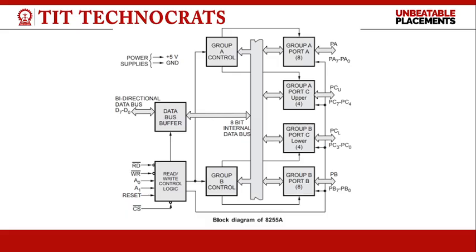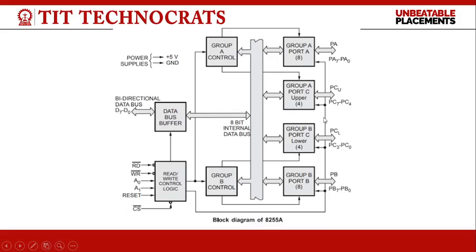While port B is also an 8-bit port, connected with PB0 to PB7. These are the 8 input ports as well as output ports. They can be used as both input as well as output. This is an 8-bit data input output latch buffer and an 8-bit data input buffer. It can be programmed in 2 modes, that is mode 0 and mode 1. Here port A can be programmed in 3 modes, mode 0, mode 1, mode 2, while port B can be programmed in 2 modes, that is mode 0 and mode 1.